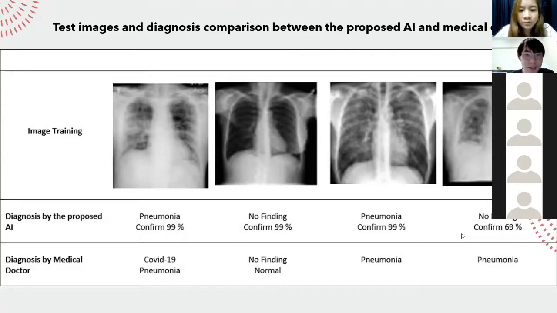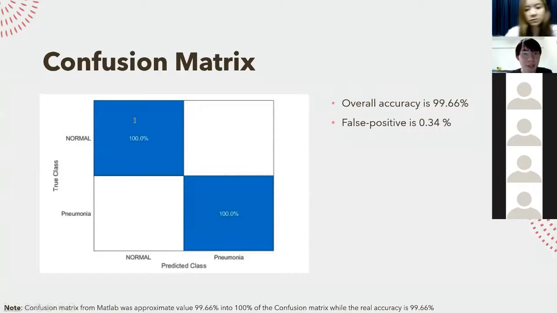In this case, the AI tells no finding confirmed 69%, but the actual is pneumonia, which this miss is caused by a false positive. For the confusion matrix, you will see the result shown as 100%, but the actual result is 99.66%, caused by the program estimating a value nearly 100 to be 100%.